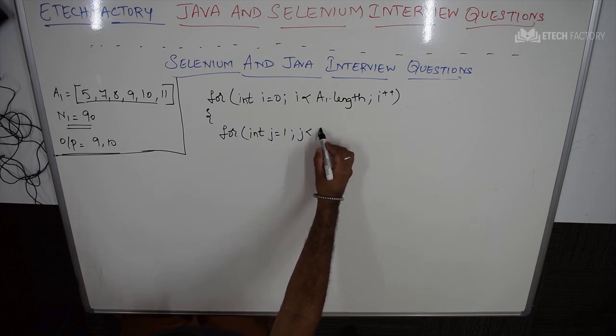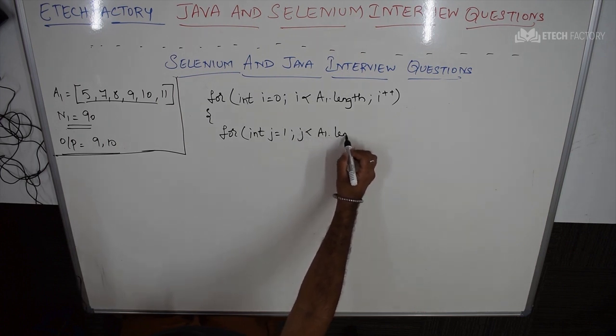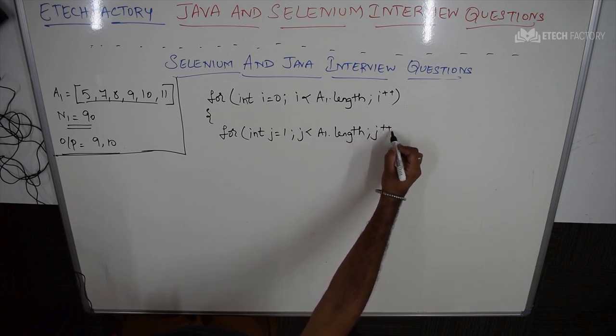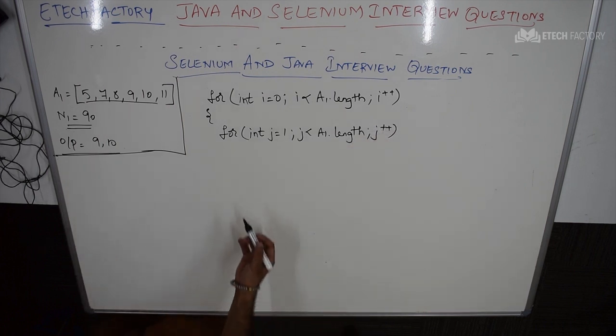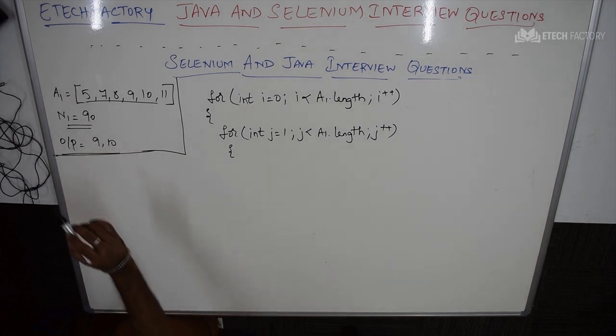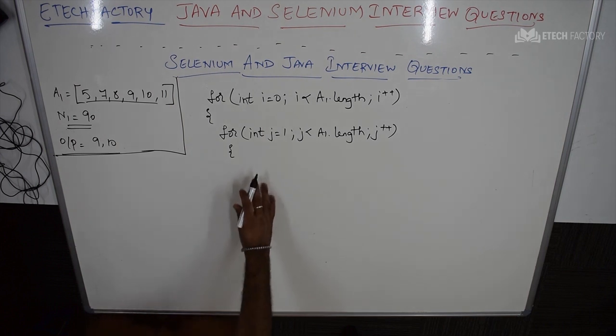j less than array1.length and j plus plus, which is going to increment the second loop. Now the problem statement is you are supposed to identify the two numbers which give you the product equals 90. So now we are supposed to do the operation here.